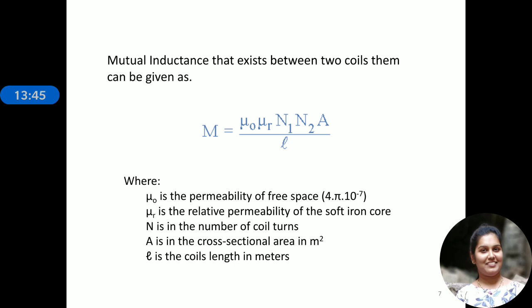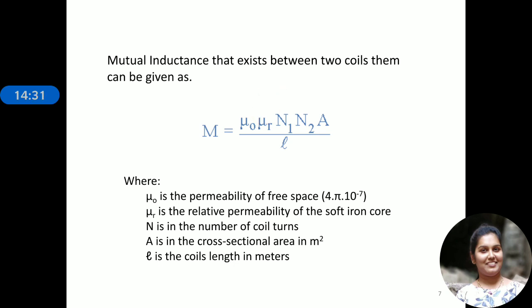So here I am taking only the area of cross section A common, because I am considering the same coil and the same core. That is why I consider it as simple A only. So this is the expression for mutual inductance of the coils when they are connected on a single core, or one above the other. Then the mutual inductance is this formula: M is equal to mu naught mu r N1 N2 A by L.